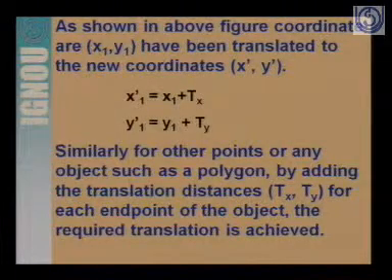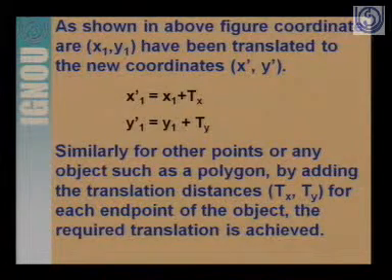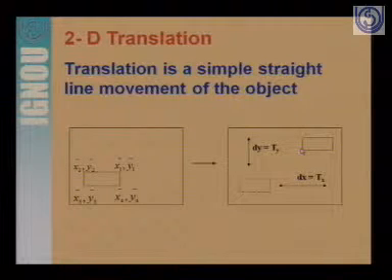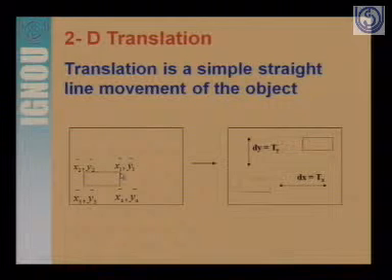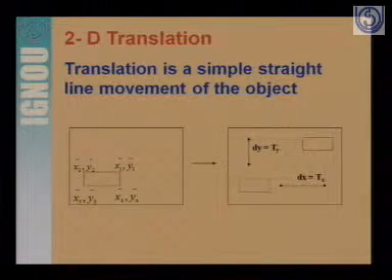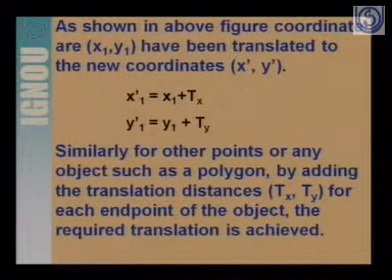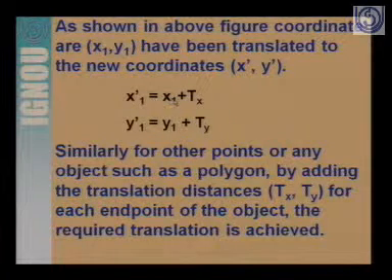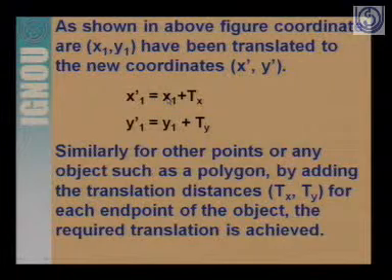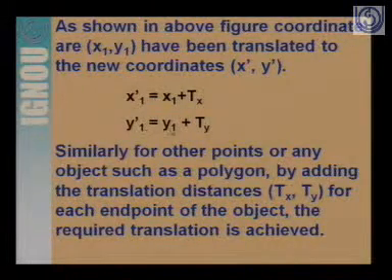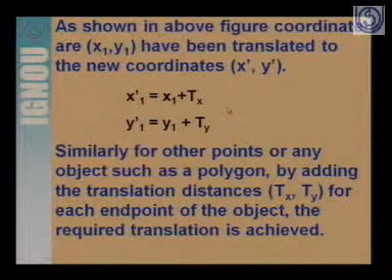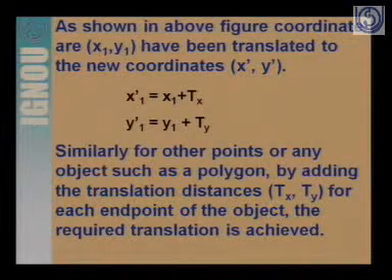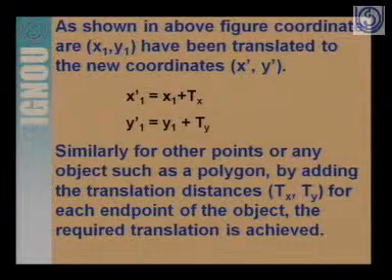Let us go back to the original figure, where x1, y1 is the original point. When it shifts to the new position, the coordinates will change. Let the new coordinate for the original point x1, y1 be x1 dashed, y1 dashed. Since the translation in x direction is tx, the relation follows a simple equation: x1 dashed is equal to x1 plus tx, and y1 dashed is equal to y1 plus ty. Similarly, for other points or any object such as a polygon, by adding these translation distances tx and ty to each endpoint of the object, the required translation is achieved.